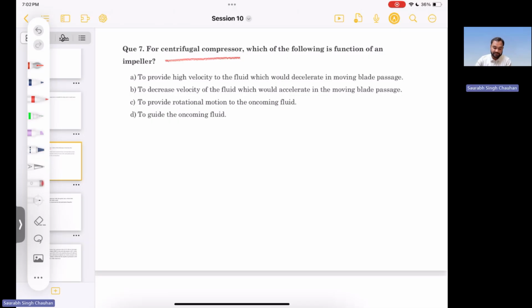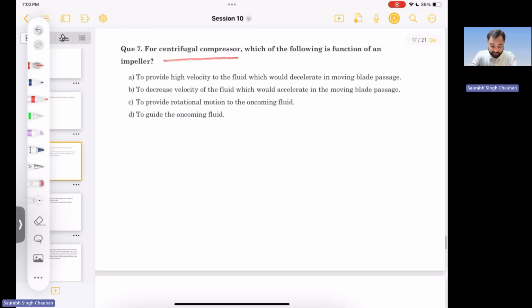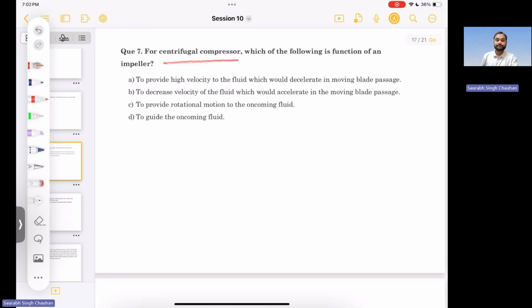So let's read these options. Option A says to provide high velocity to fluid, which would deaccelerate in the moving blade passage. Option B, to decrease the velocity of fluid, which would deaccelerate in moving blade passage. Option C, to provide rotational motion to oncoming fluid. Option D, to guide the oncoming fluid.